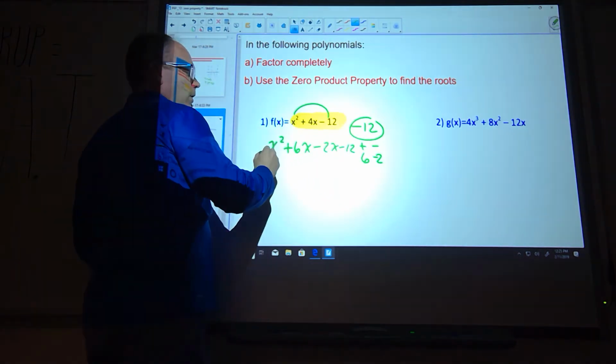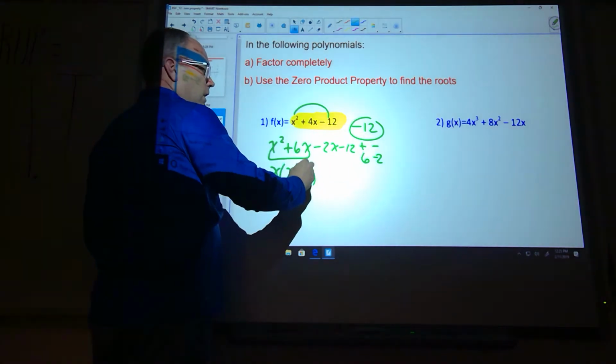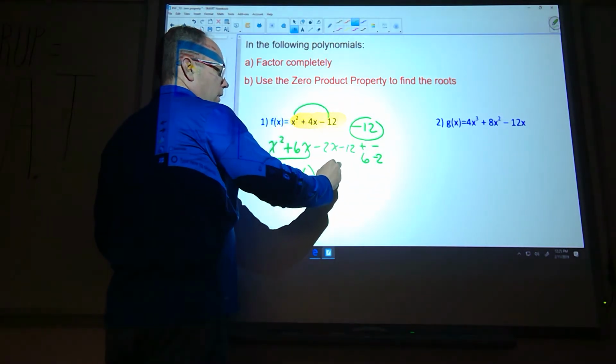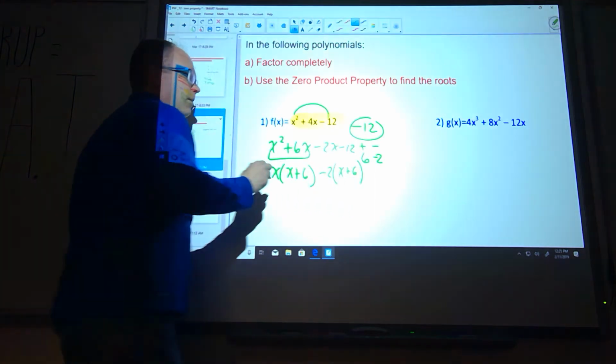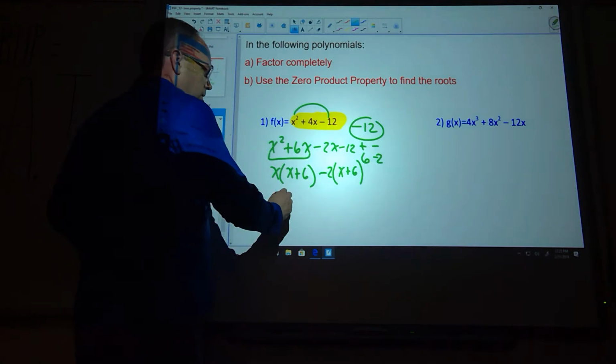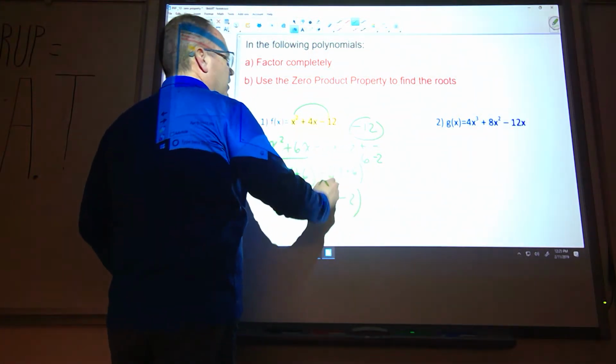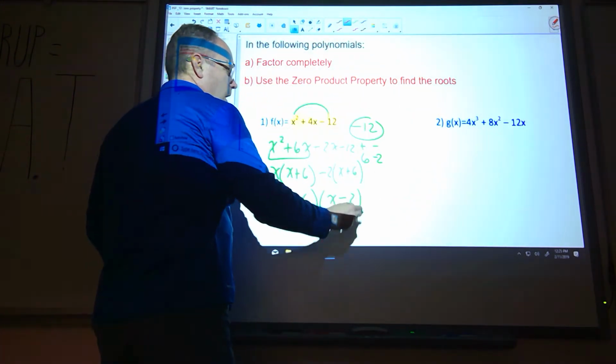Right? This is what we've been doing, right? And then if I break that down, say I got an x in common on those first 2, and I got that negative 2. That's x plus 6 there. What do you think about that? So what does that factor to? x plus 6 and x minus 2. There you go. x plus 6 and x minus 2. Now, this is what we had just gotten done with. Now, I'm going to do this.